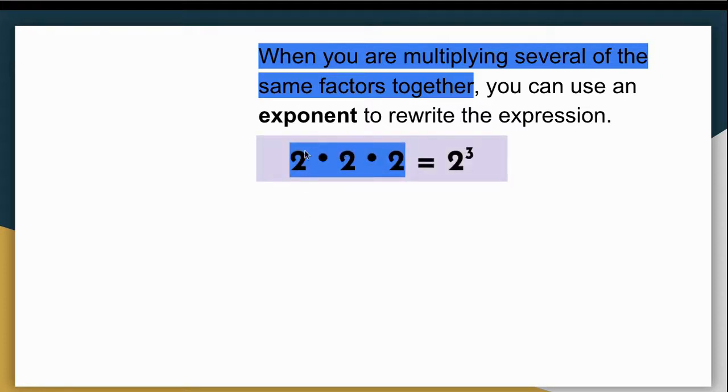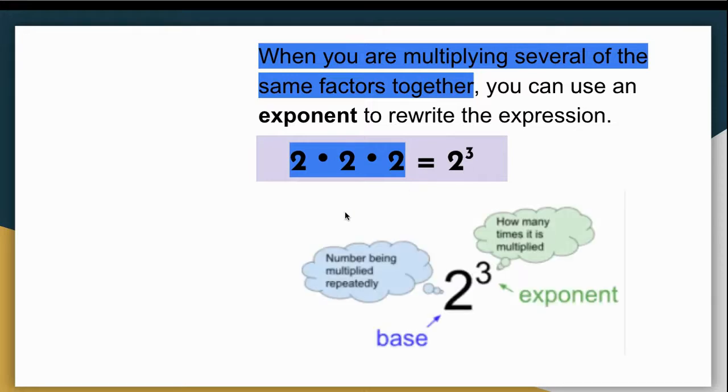Okay, so here you have 3 of these 2's. Okay, and these are the same factors. That's a 2, that's a 2, and that's also 2. So these are the same factors. Now, even if you don't know what factors mean, don't worry about it. So here's the thing. Here I am multiplying 2 times 2 times 2, and I can rewrite this expression to make it 2 to the 3rd power. Okay, so that's 2 to the 3rd power.